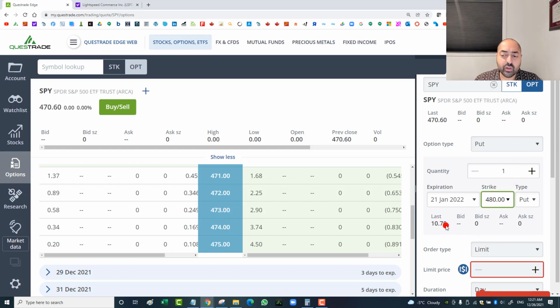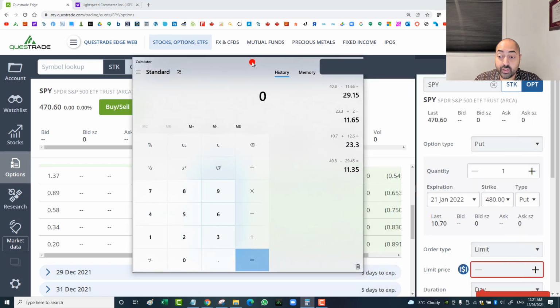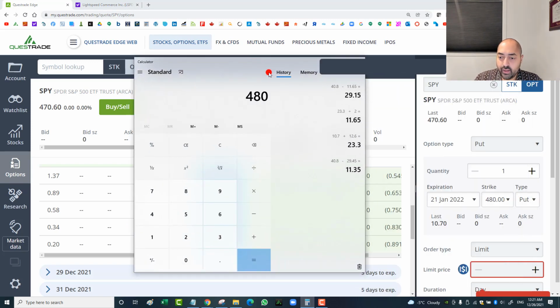Let's say I wanted to close it. I'd have to close it for $10.70. If I wanted to convert it into a covered call, my break even, if these prices are accurate, is 480 minus 10.7, which is 469.3. That's how much my net cost should be on the covered call that I'm going to open if I want to keep this trade equivalent. So 469.3 should be my net cost for the covered call at a 480 strike.